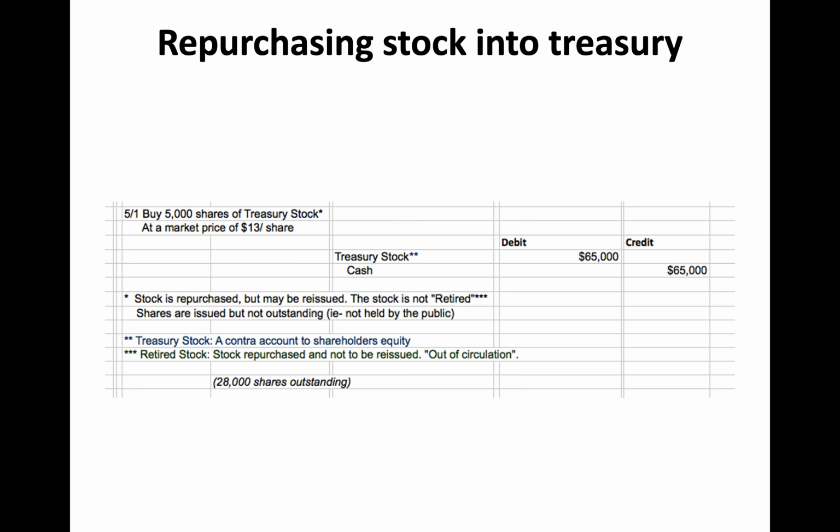Treasury stock in blue there is a contra account to stockholders' equity, meaning it's increased with a debit. So we debit treasury stock to increase at $65,000. It's a contra account. In equity, normally equity accounts are credited to increase. And we credit cash, $65,000, to pay the investors that we bought the stock from.